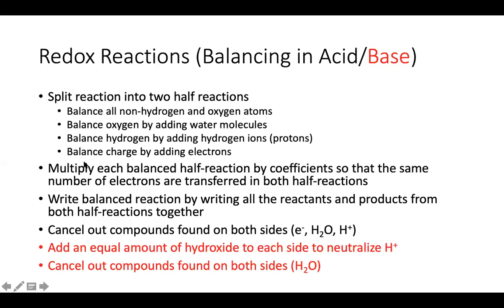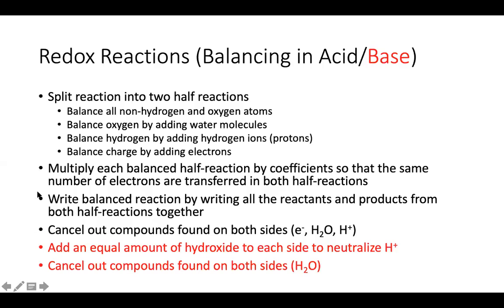But the important step, if they are on opposite sides, you want to multiply each balanced half reaction by some coefficient so that the same number of electrons are transferred in both half reactions, right? So if one half reaction transfers 2 electrons, the other one transfers 3, you want the number of electrons transferred to be equal. So you're going to multiply them each by respective coefficients so that the number of electrons is the same. So in terms of 2 and 3, you'd want to get 6 electrons on either side of your equation.